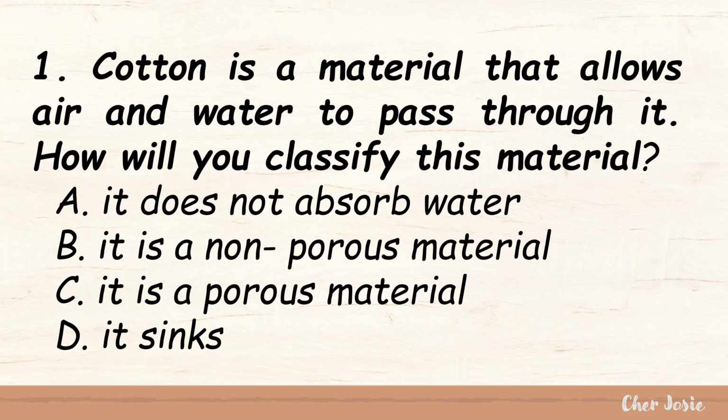Number 1. Cotton is a material that allows air and water to pass through it. How will you classify this material? A. It does not absorb water. B. It is a non-porous material. C. It is a porous material. Or letter D. It sinks. Go. Time is up. The correct answer is letter C.